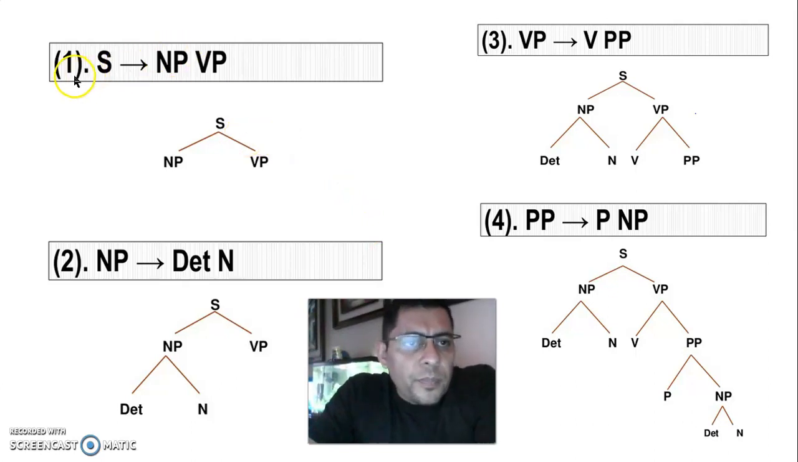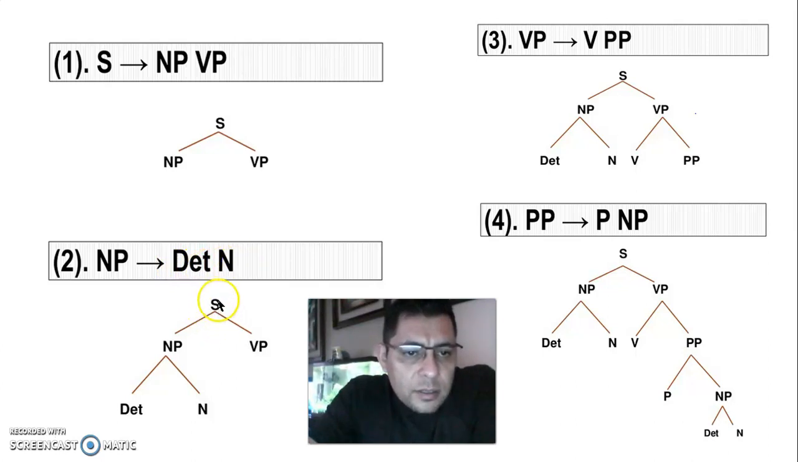For example, in analysis number one, the sentence is composed of two parts, noun phrase and verb phrase, and this is the analysis. If you see, this is what I mean. All have the same level. So you cannot be coming up and down, up and down. They have the same level here, the same level here. In number two, for example, we have NP, which is composed of the determiner and a noun.